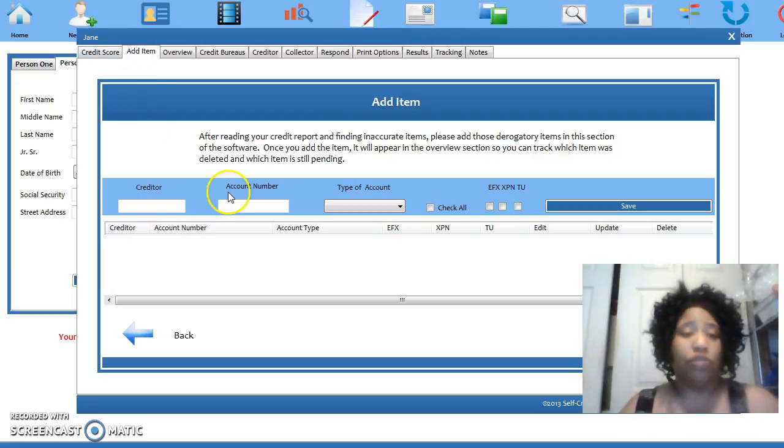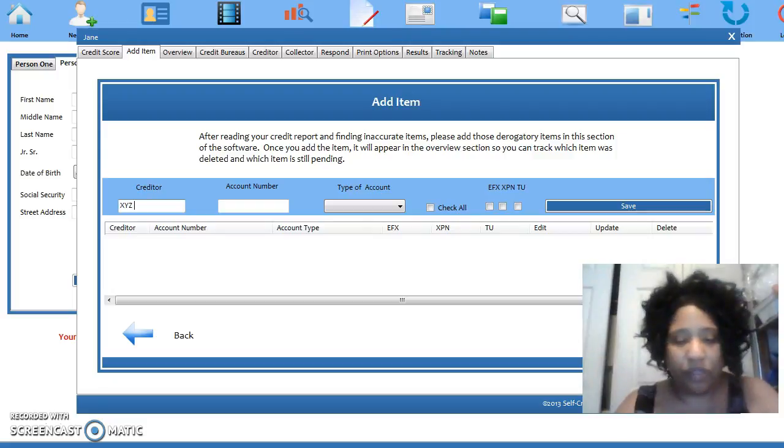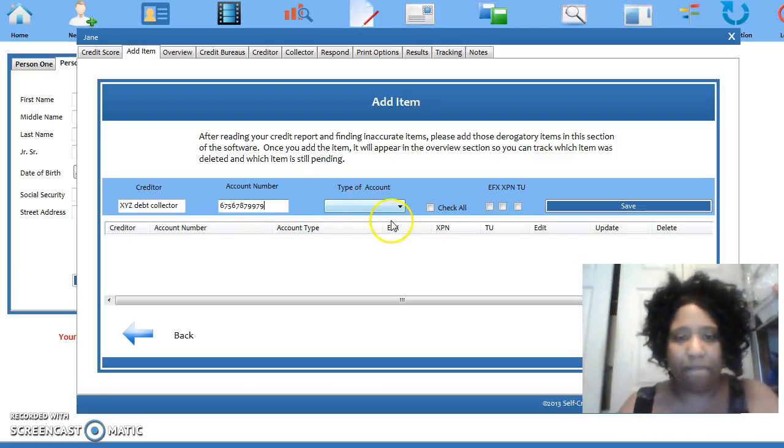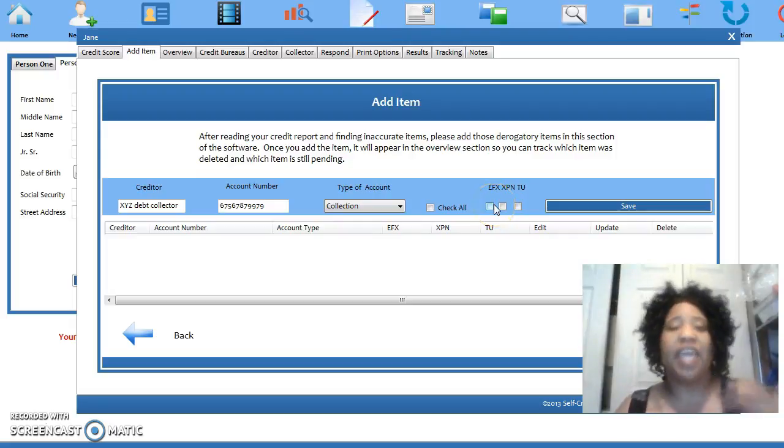Now, why are you going to do that? Because you're going to populate your information. So let's just say we saw XYZ debt collector. Account number 5689. I'm just going to put in some numbers. Type of account, it is a collection. Now, once again, it may not even be on all credit reports. So we're just going to say that it is on Equifax and Experian. We're going to save that.